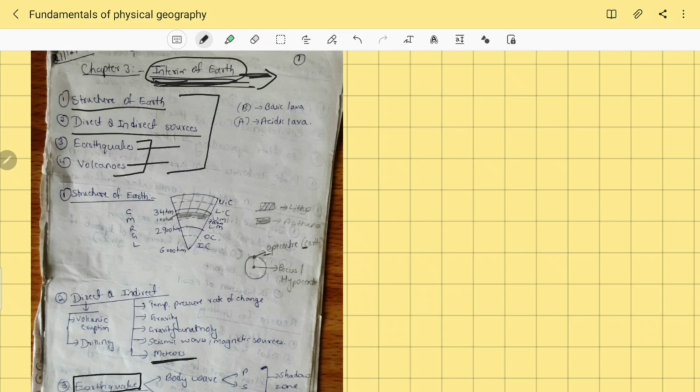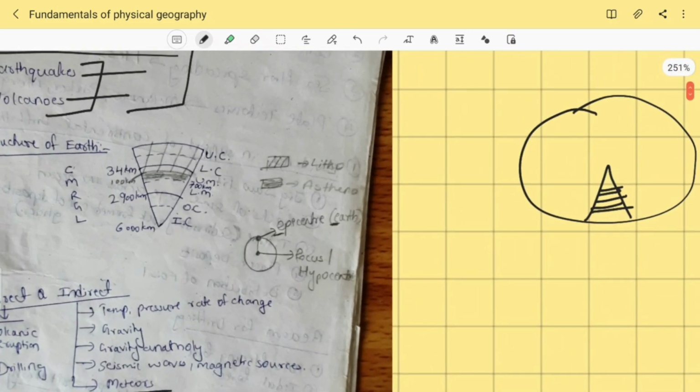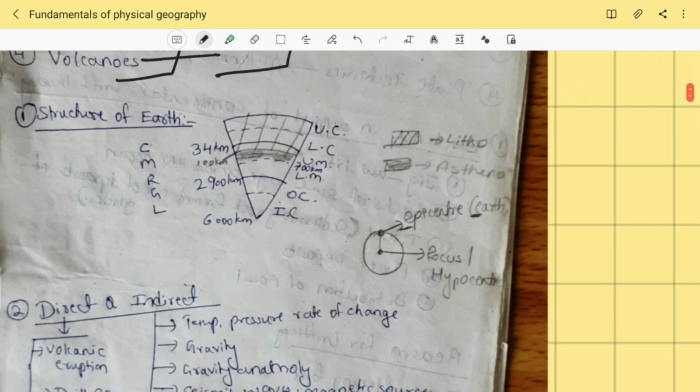Now let's start with the first part, that is structure of the earth. Say you have a cake, right? Most of us have cut a cake and eaten it. When you cut a cake, you'll be able to see different layers. Say one layer is chocolate, one more is syrup, and one more is different things. In the same way, earth is also having different layers.